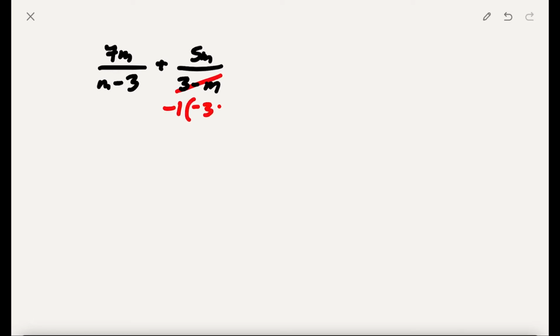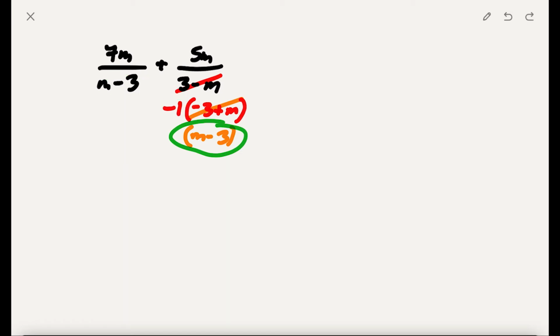All right, so this next one is 7m over m minus 3 plus 5m over 3 minus m. Now, when this happens, something you can do is factor out a -1 from this, and you're going to end up with -3 plus m. So I can rewrite this part to be m minus 3. So now we have similar denominators, because here's m minus 3 and here's m minus 3. The one thing is you have to take into account this negative here, so don't forget about that.